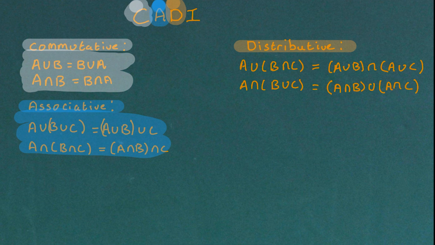Move the bracket to the left, A union B, flip that union around, intersect. So A union B intersect with, and then finally A union C. Hope that helped. The last letter stands for the idempotent property.